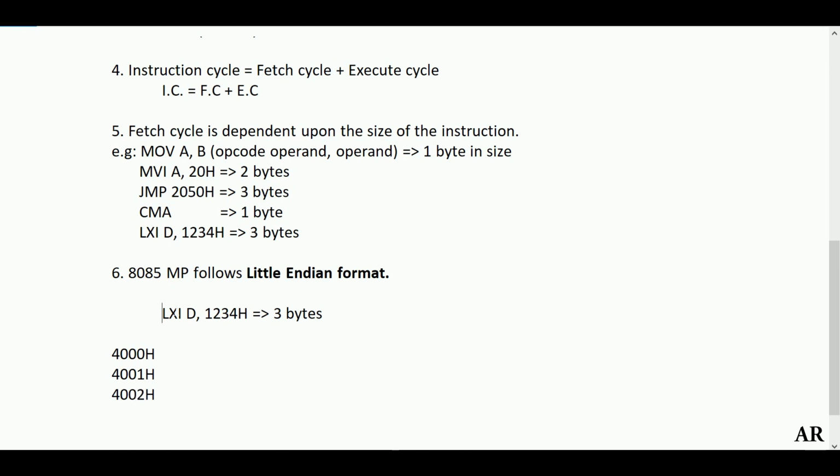If you try to dissect this instruction, LXI is an opcode and D is a register, so it will not require any extra space. So LXI D will occupy 1 byte in terms of a hex code, and 1234 will occupy 2 bytes. So how the values will be stored is: LXI D.